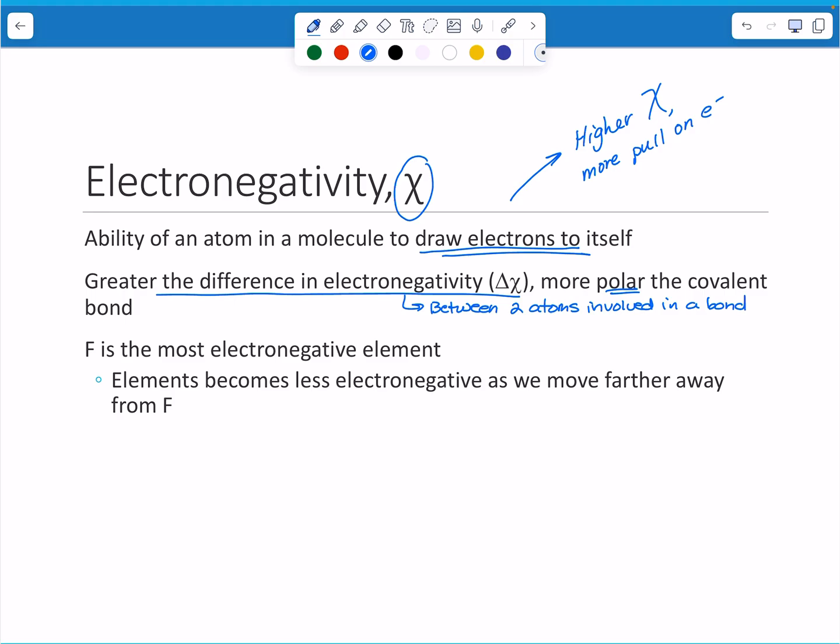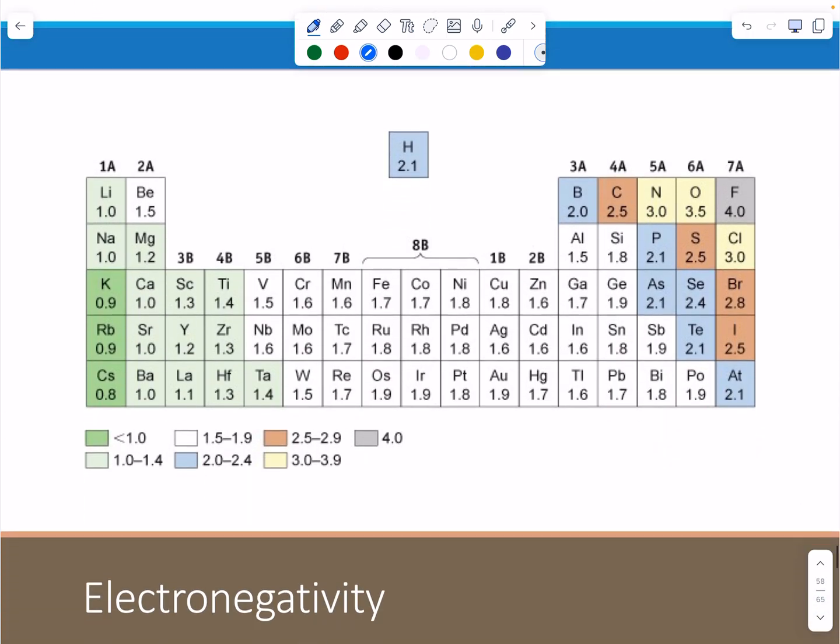All right, so fluorine is the most electronegative element, and we've been using fluorine as our reference point in a lot of cases. This is because it's the element that is most to the top and to the right of the periodic table that's not a noble gas. So it's small, it has high electron affinity, a very high ionization energy, and a great affinity for electrons. As we move away from fluorine, things become less electronegative.